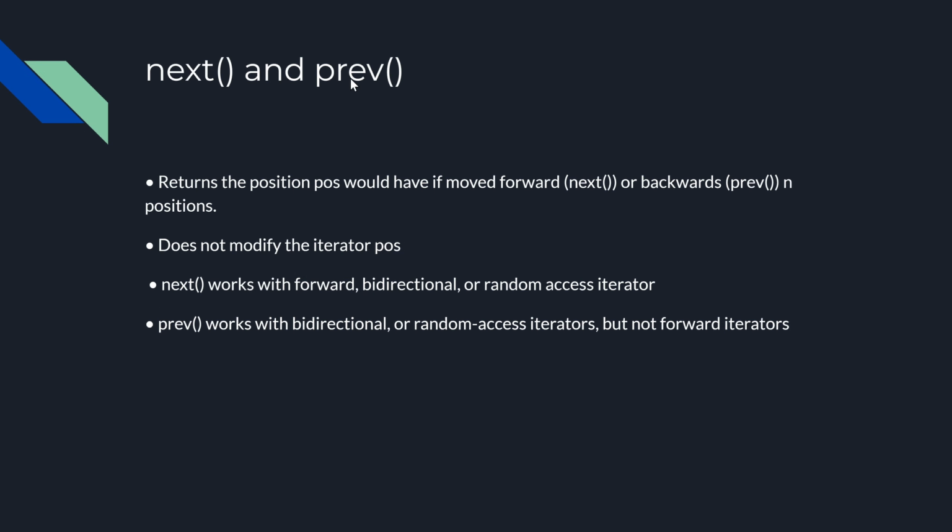The next and prev functions return the position the iterator would have if moved forward or backward n positions. They don't modify the iterators. Next works with forward, bidirectional, or random access iterators. Prev works with bidirectional or random access iterators, but not forward iterators.